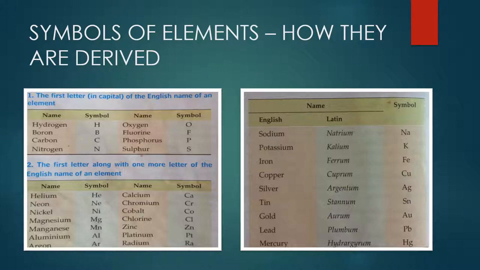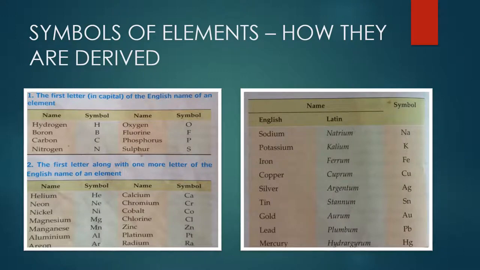In some cases, scientists have taken the first letter along with one more letter of the English name of the element. For example, helium, the symbol is He, neon, Ne, nickel, Ni, magnesium, Mg, manganese, Mn, aluminium, Al, and others.